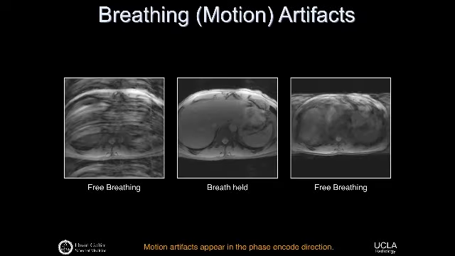Okay, so those are some phase and frequency encoding artifacts. Now I want to talk about some things that are more generally related to flow and motion, which obviously our patients have various forms of flow, and if they don't sit still, there's all kinds of motion.